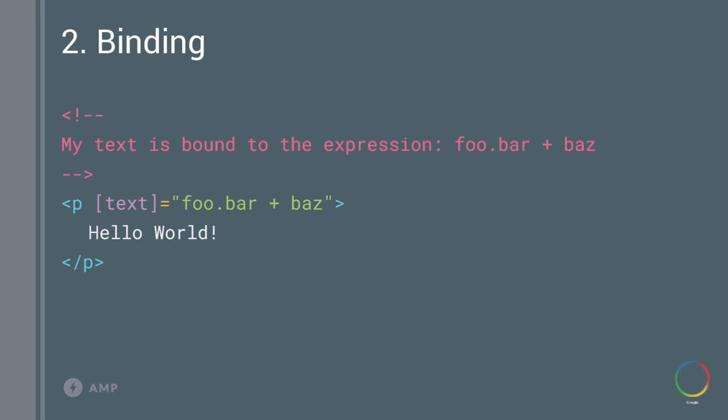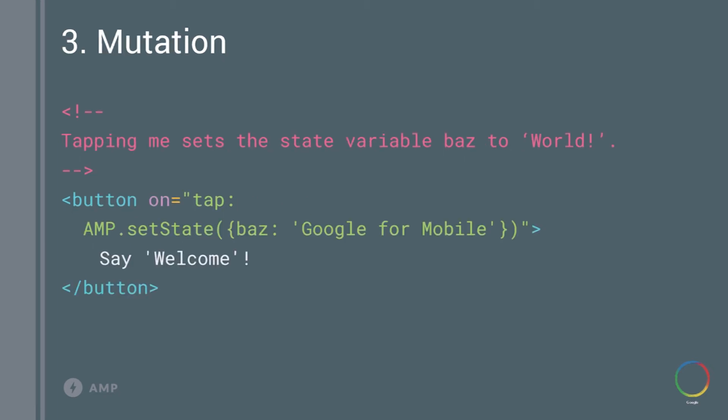I think you get it, but foo.bar is a value that we have just defined in the previous slide in the AMP state. And there's now a new variable called baz here. The last part is mutation. Let's say we have a button and make the variable baz change whenever the user clicks on a button. Say we want the value to be changed as, let's say, Google for mobile. On tap, in this case, means when you tap. AMP set state is for changing the state in the pages.